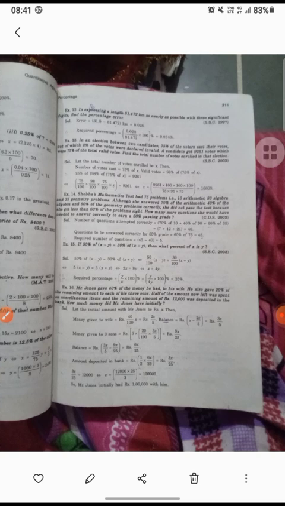So in an election with two candidates, 75% of voters cast their votes, out of which 2% are invalid, and 75% is the total. We want to find the candidate's vote. So it is 75/100 into 98/100 into x equals to 9261. Answer will be 16800.